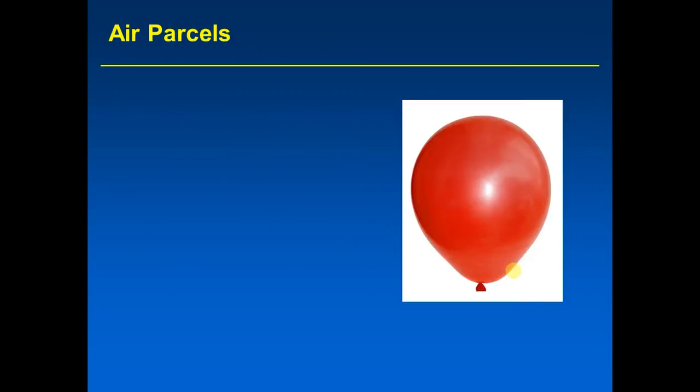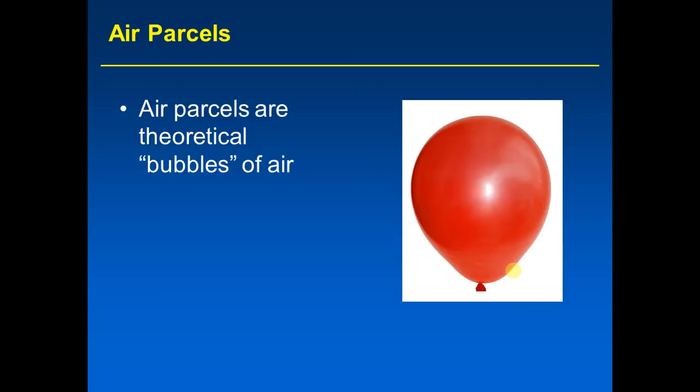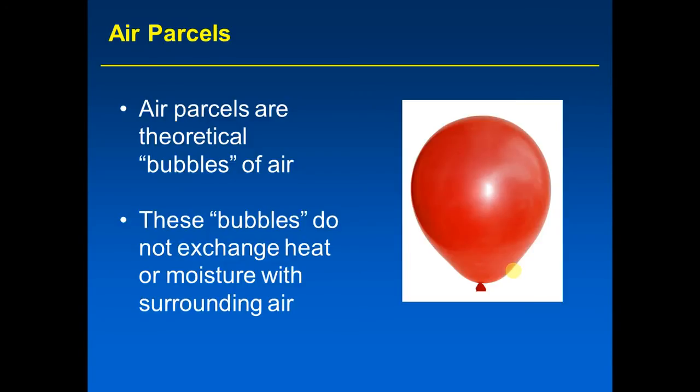So air parcels are basically theoretical bubbles of air. These bubbles do not exchange heat or moisture with the surrounding air. And you can think of an example of an air parcel as being the balloon, right? Here's a red balloon, okay? You used to play with balloons when you were kids. The reason we can think of the air parcel as a balloon is because the air parcel does not exchange heat, energy, or moisture with the surrounding air. So it's basically isolated from its surroundings, kind of like a balloon, okay, right? The air in the balloon can't exchange energy or moisture with the air outside the balloon, right? Unless the balloon pops, okay, and then it's not really a balloon anymore, right? You see what I'm saying? Similar with an air parcel, okay? Does not exchange energy or moisture with its surroundings.